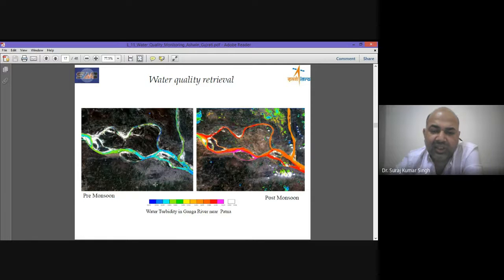You can see this is pre- and post-monsoon. In pre-monsoon, the water turbidity level is low, and in post-monsoon the turbidity level is high. This is because the monsoon brings a lot of sediment into the water, which leads to a very high level of contamination post-monsoon, while during pre-monsoon all the water gets settled. So the major portion of the river lies under a low turbidity level, but post-monsoon the turbidity level is very high.